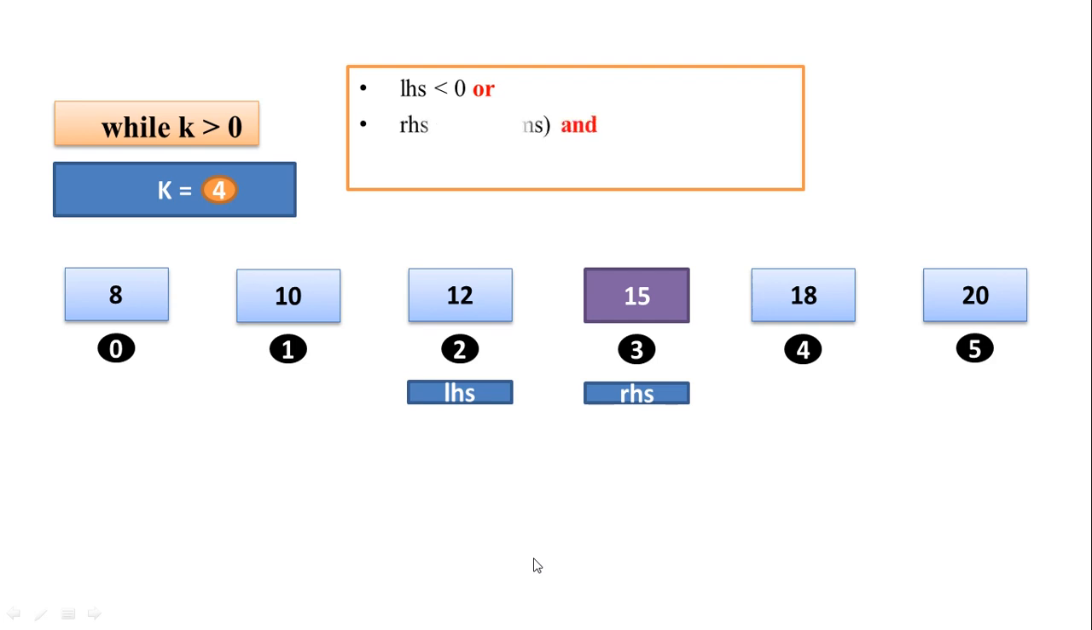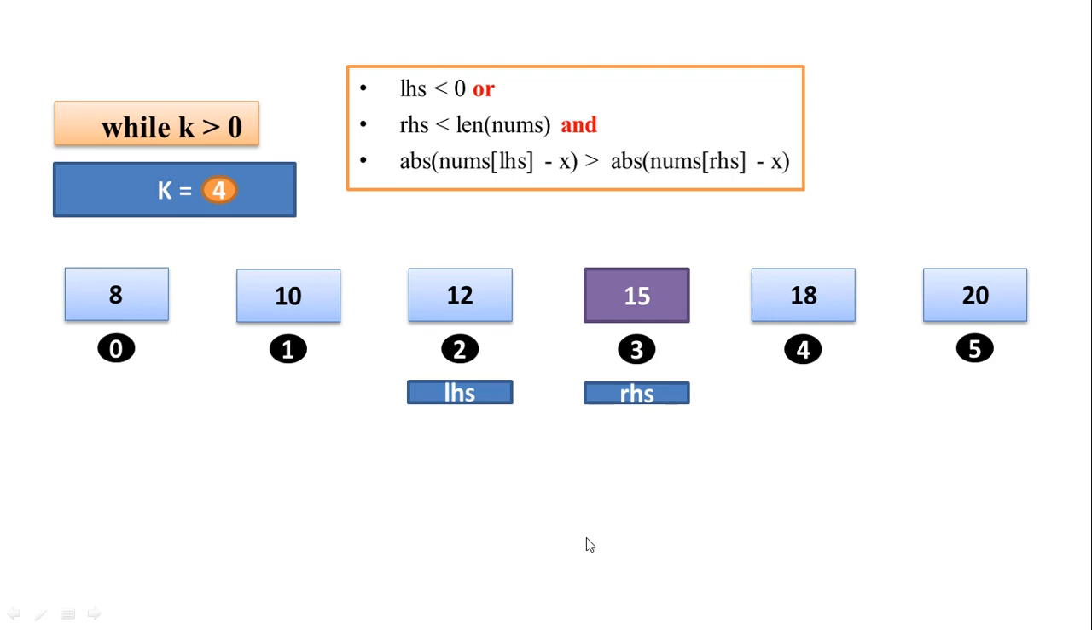Or we will be checking, is RHS less than the length of the given array, and is the absolute value returned after subtracting x from the value at the LHS index greater than the absolute value returned when we subtract 15 from the value at the RHS index. So let's go step by step and let's have a look what happens in each iteration.